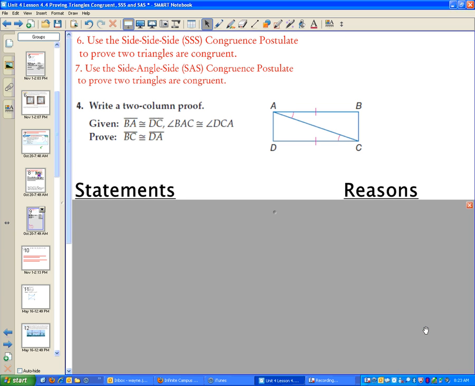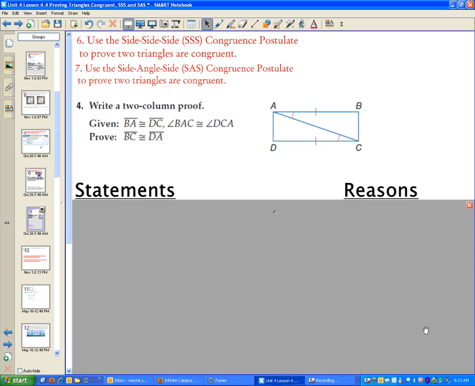Page 267. Let's do number 4. Now, in this one, we're going to use either side, side, side, or side, angle, side. Don't make up your mind ahead of time which one you're going to try to use. You use whichever one you have the facts to use. Okay? So, like we always do with the proof, let's write down our given.